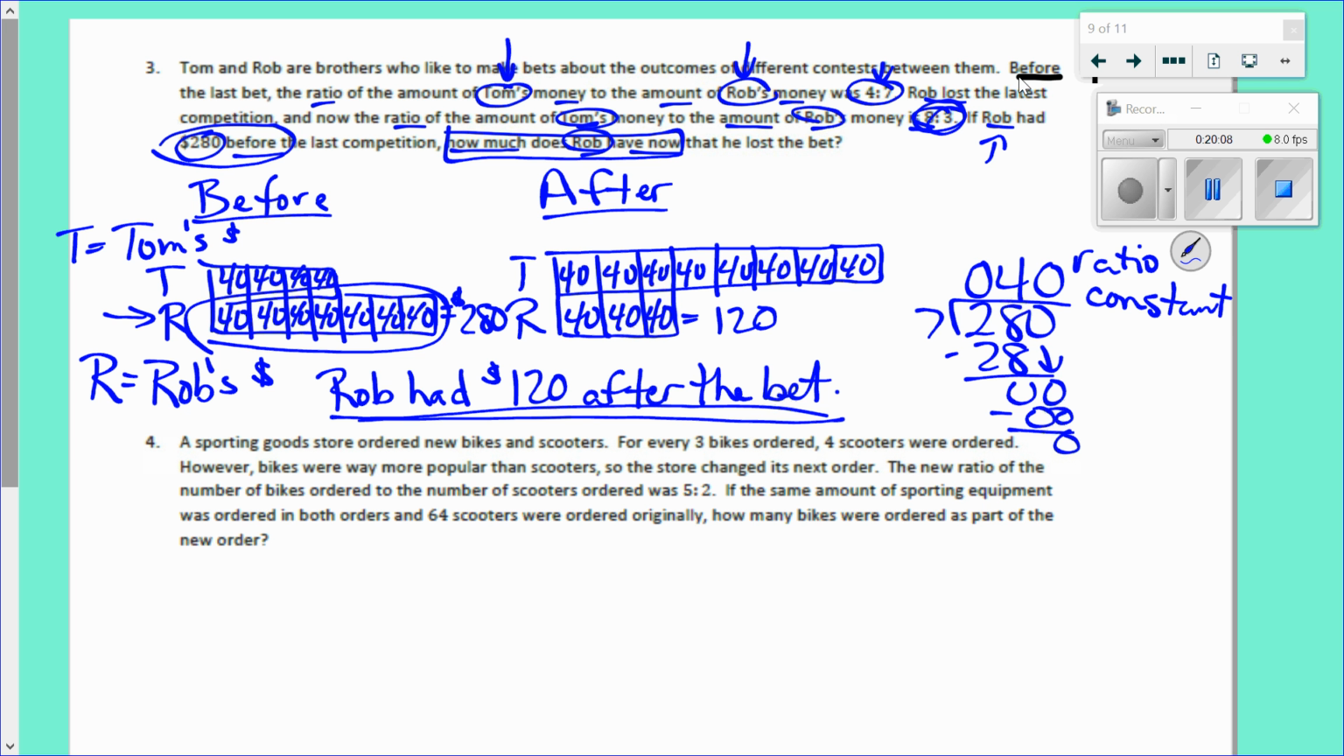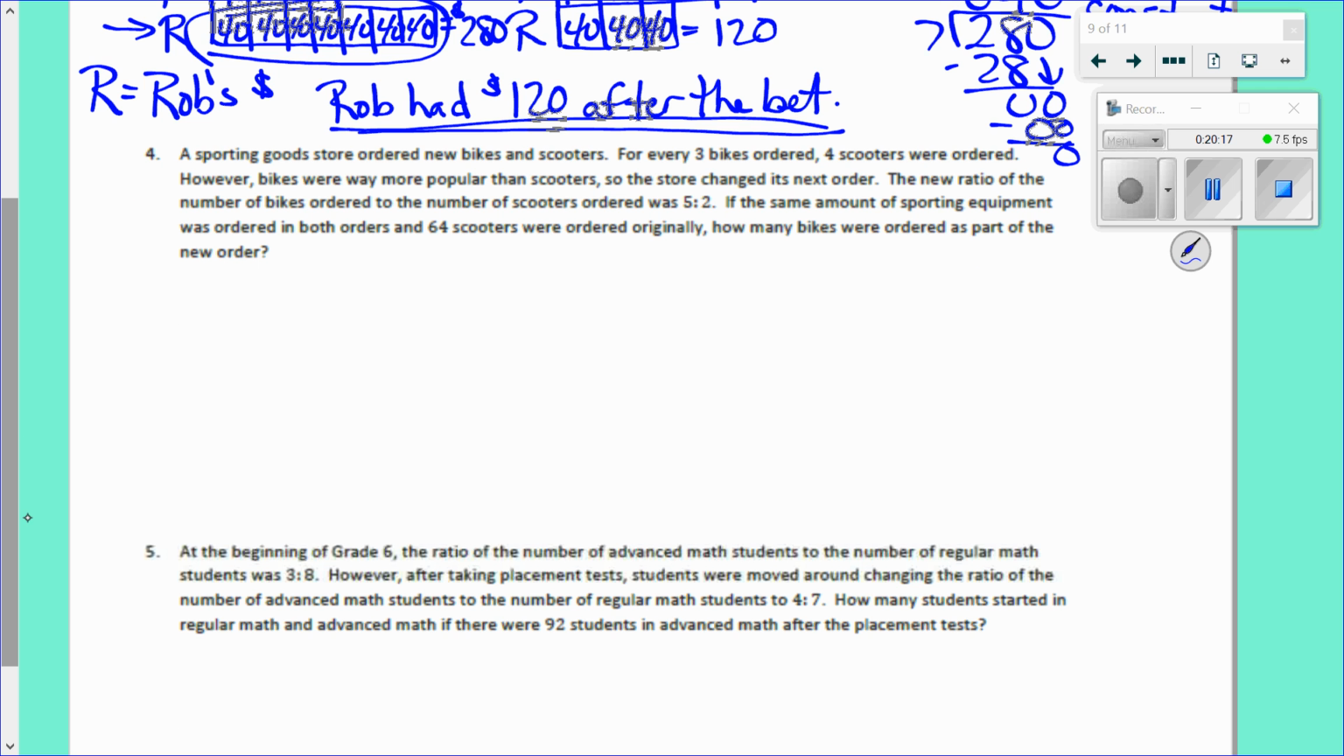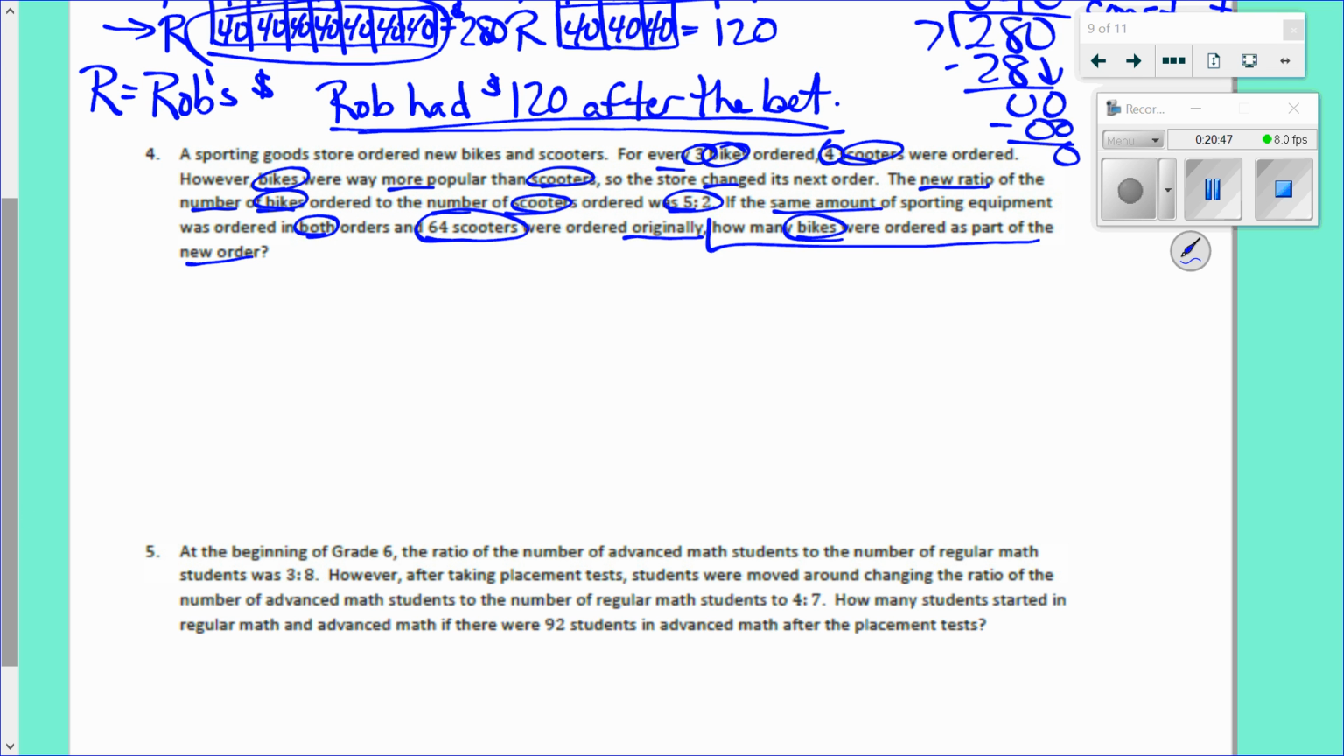Any questions on number 3? Okay, let's look at number 4. A sporting goods store ordered new bikes and scooters. For every 3 bikes ordered, 4 scooters were ordered. However, bikes were more popular than scooters, so the store changed the next order. The new ratio of the number of bikes ordered to the number of scooters ordered was 5-2. If the same amount of sporting equipment was ordered in both orders and 64 scooters were ordered originally, how many bikes were ordered as part of the new order? So there's our question all the way at the end.